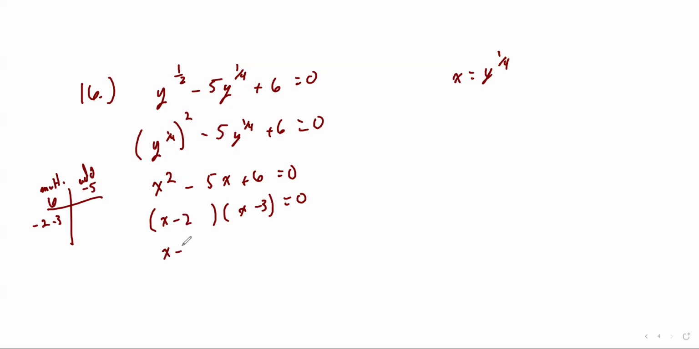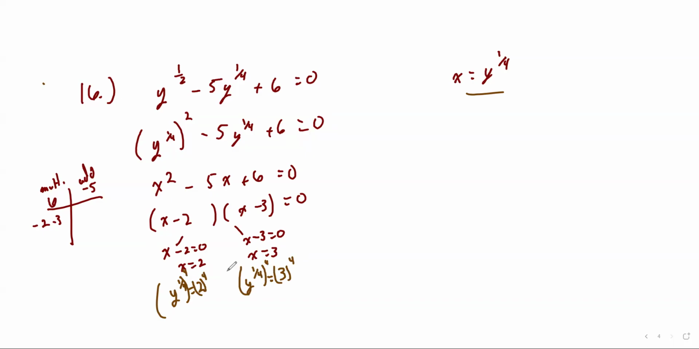So this gives me x minus 2 equals 0. X minus 3 equals 0. So I get x equals 2 and x equals 3. So I had to do a little pre-work here to get to this point. Now I can do my substitution. So now this is y to the 1/4 equals 2 and y to the 1/4 equals 3. So to get rid of a 1/4, which is the fourth root, I would just need to raise it to the 4th power.